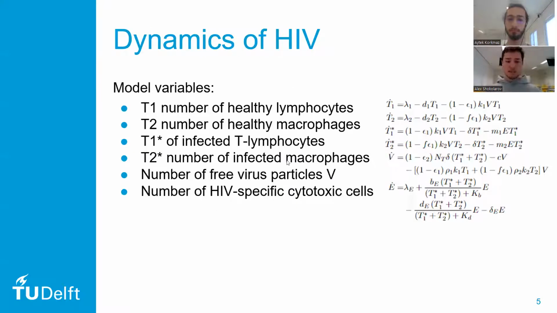As for the dynamics of HIV, they have been successfully described by a six-order state space representation. The equations for the system can be seen on the right. As for the states, they are firstly, the number of healthy lymphocytes, secondly, the number of healthy macrophages, the number of infected T lymphocytes, the number of infected macrophages, the number of free virus particles, and the number of HIV-specific cytotoxic cells.